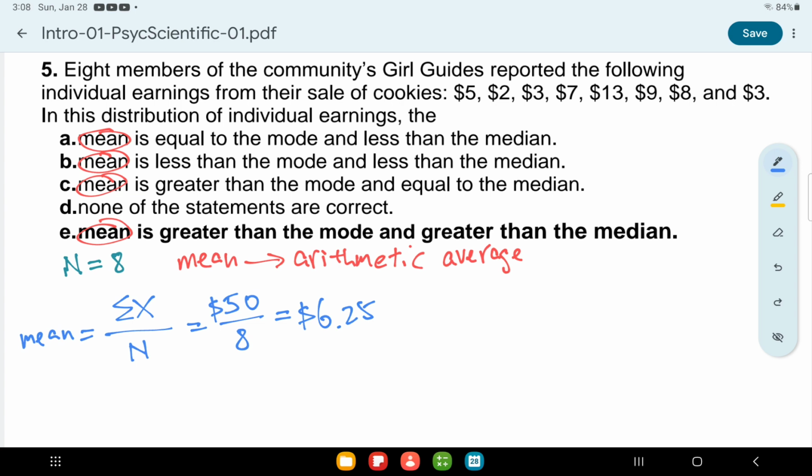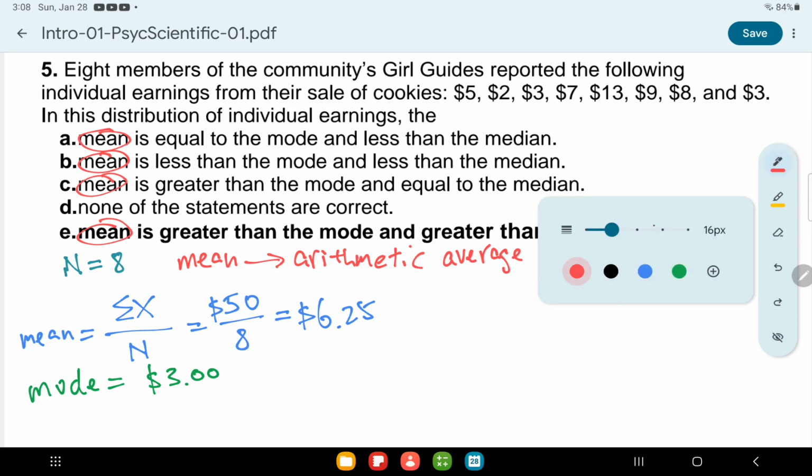What about the mode? The mode by definition is the most frequently occurring number, and in this situation, the mode very, very clearly is, when you look at the distribution, 3 shows up twice and all the other numbers show up once. The mode, $3. What about the median?